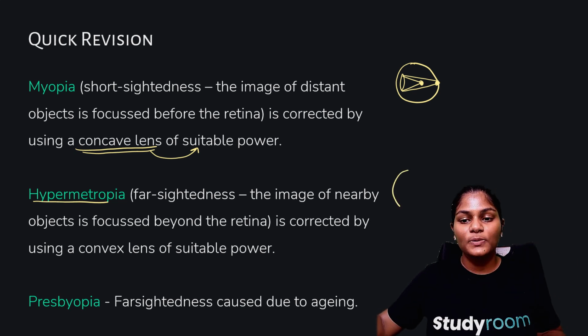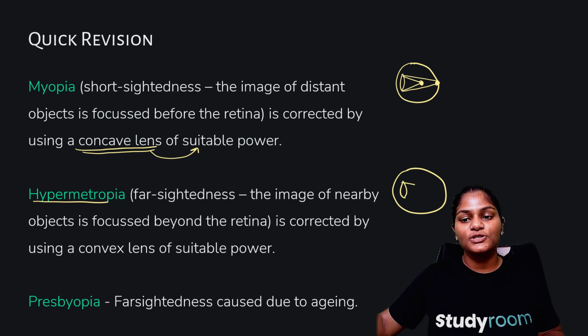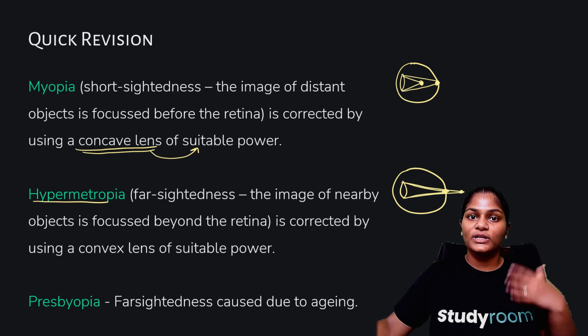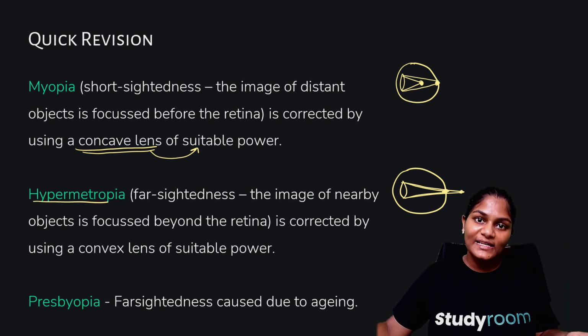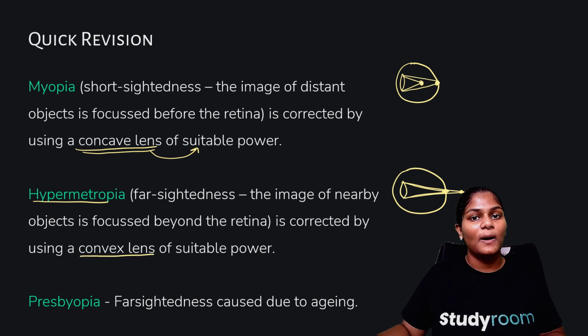And in hypermetropia, what happens? The image is formed far from the lens. So the image is formed somewhere behind the retina. What do we need to do? We need to converge these rays and make them meet at the retina. So what is the lens that would be used as a corrective lens? It would be a convex lens, because it is a converging lens. So a convex lens of suitable power is converging.